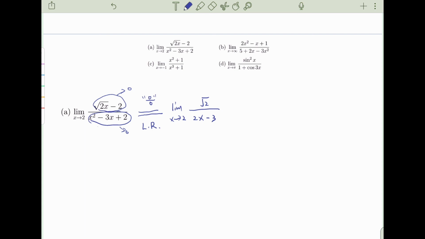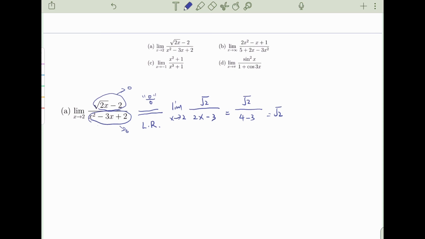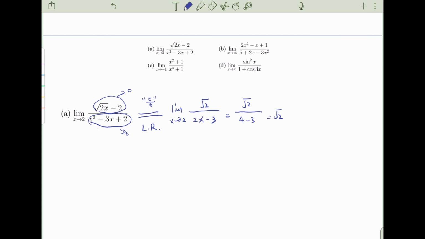Now I try to evaluate this limit. It's a relatively simpler expression. I can substitute 2 into it, right? So it's square root of 2 divided by 4 minus 3, which is square root of 2. Very simple. Oh, actually, I made a mistake here. I didn't see that the x is also underneath the square root. So let me make a little bit of adjustment here.